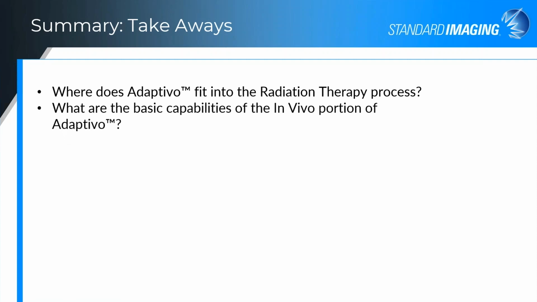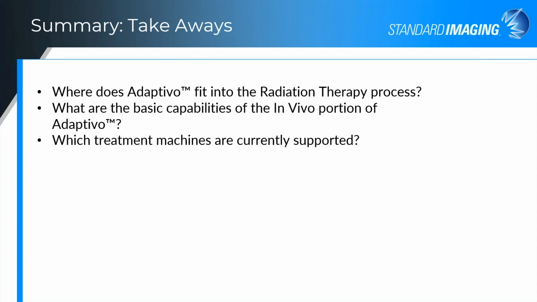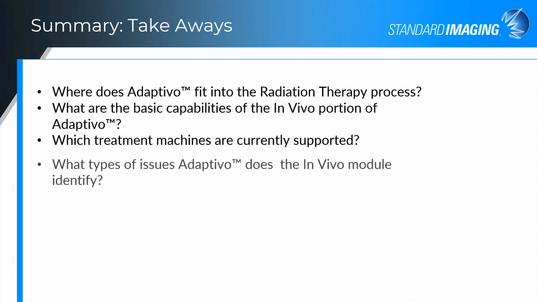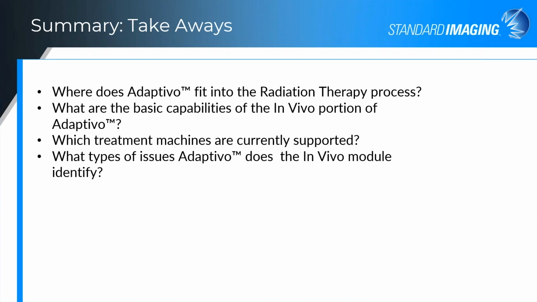What are the basic capabilities of the in vivo portion in Adaptivo? We went over what it can detect and which treatment machines are currently supported. Those are the Varian C-arm Linacs. Halcyon is definitely on the roadmap, but currently not supported by the product. And then what types of issues does the in vivo module identify? Again, it's going to be those path length changes, and then using your ancillary information, be that your surface imaging or pre-treatment image guidance, to answer the questions.